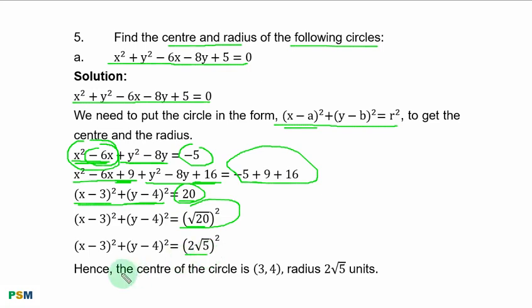It follows that the center of the circle is (3, 4). You have to note the signs. Here is negative, here is negative, here must be negative, negative. So that if you equate minus a to minus 3, what you have is a equal to 3, then b equal to 4. And the radius is 2 root 5 units.